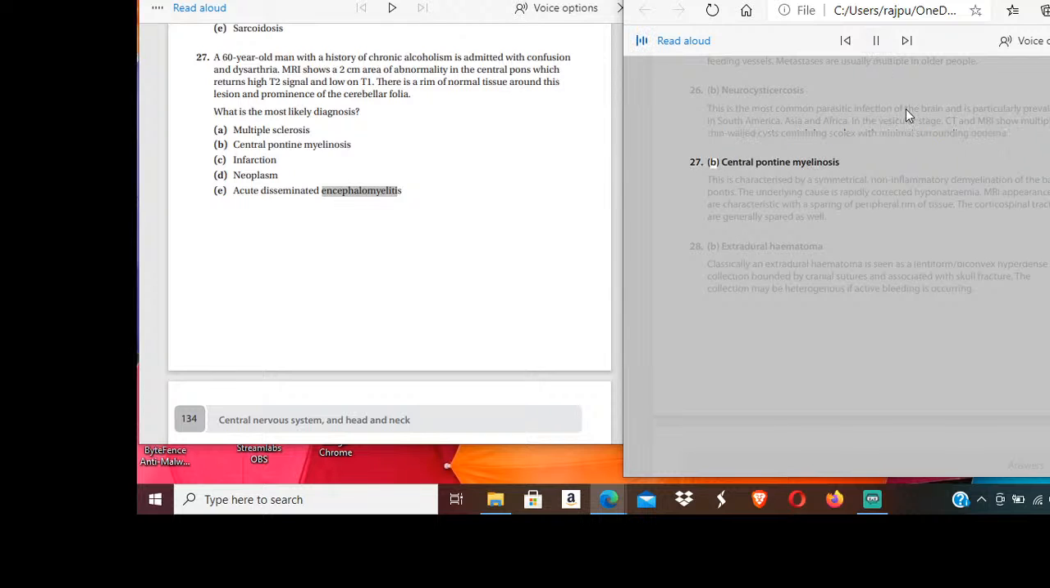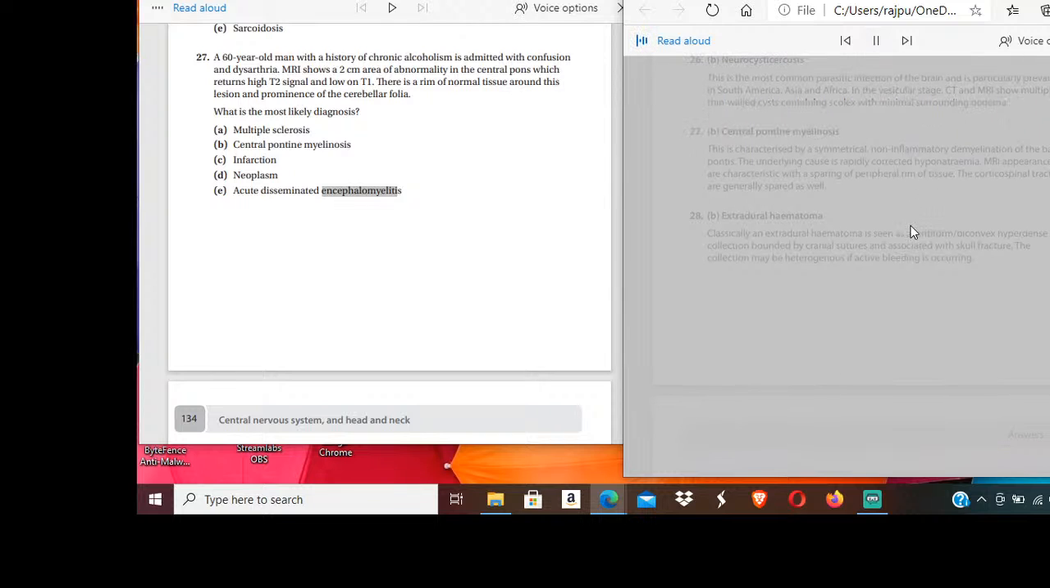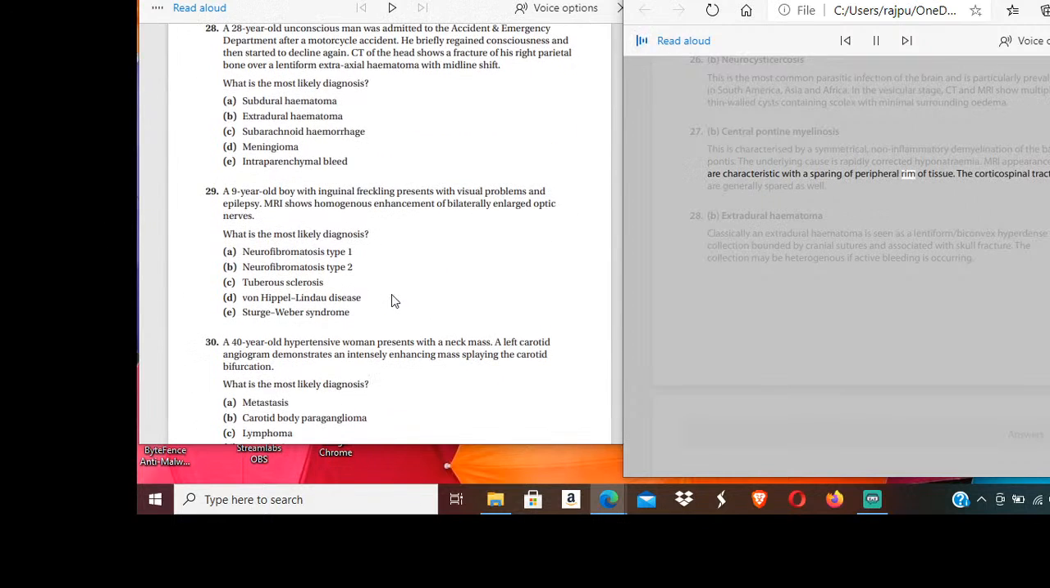27. B. Central Pontine Myelinolysis. This is characterized by a symmetrical, non-inflammatory demyelination of the basis pontis. The underlying cause is rapidly corrected hyponatremia. MRI appearances are characteristic with a sparing of peripheral rim of tissue. The corticospinal tracts are generally spared as well.